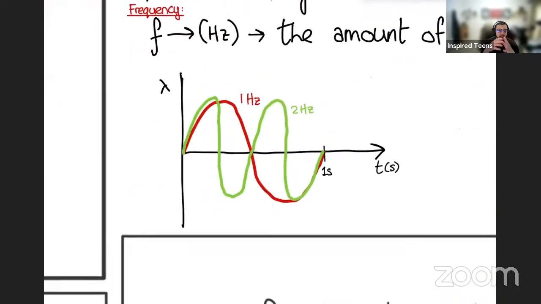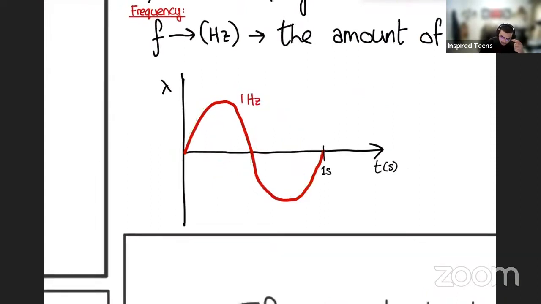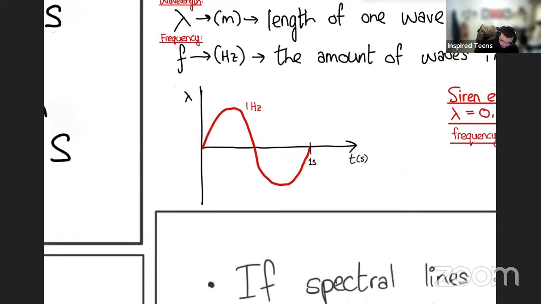The other thing I want to show you is the relationship between frequency and wavelength. Here I have 1 hertz of frequency, so the wavelength is a decent size. If we continued it, each wave would look the same. One complete wavelength is from the start of the wave to the end of the wave.